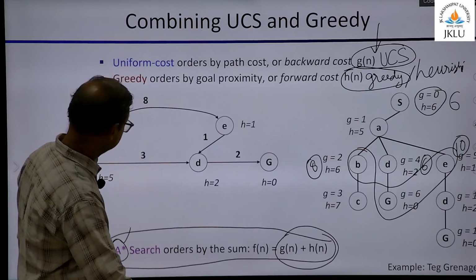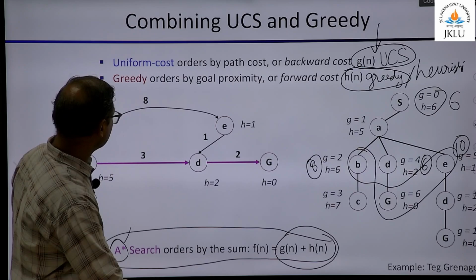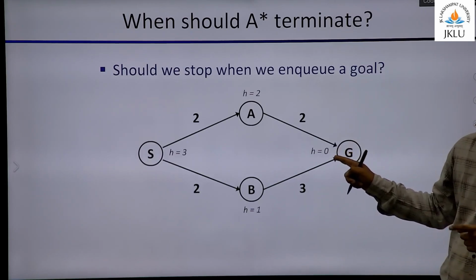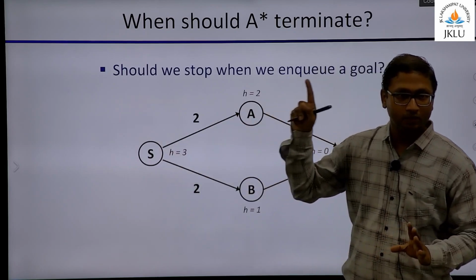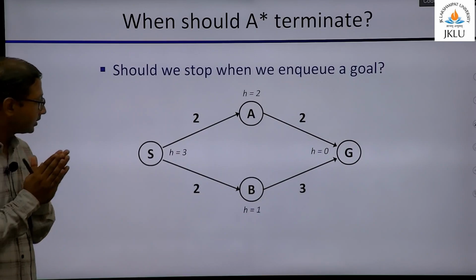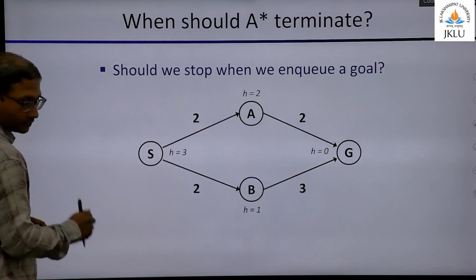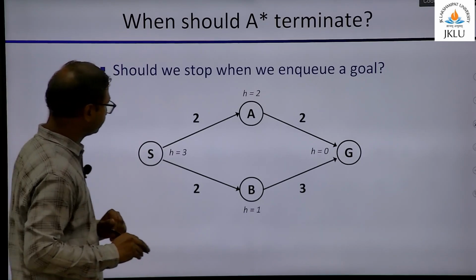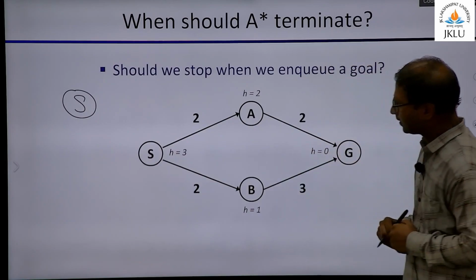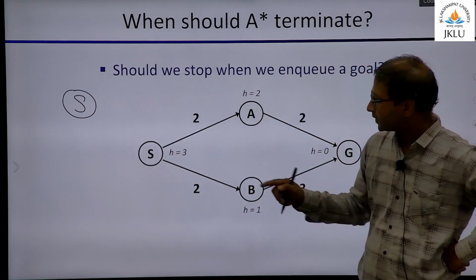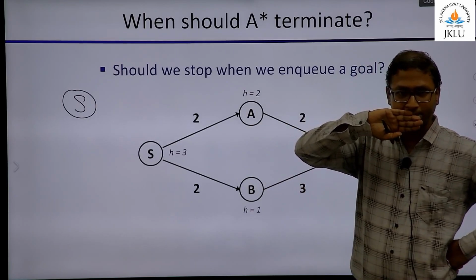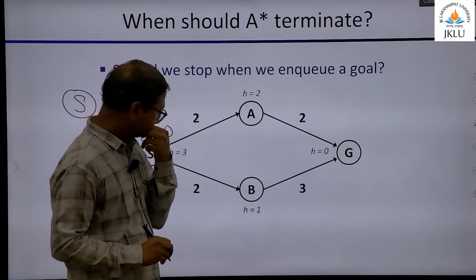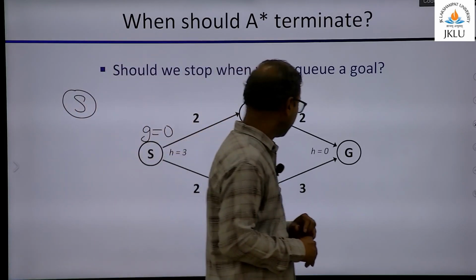Okay, next. So this works. Tell me what happens in this case. Run it in your notebooks. So right now I start with S. My fringe contains only S. So my fringe is S. What is G for S, by the way? 0. So G is 0. What is G here? And so on.